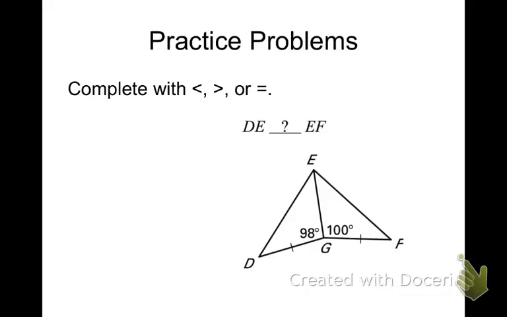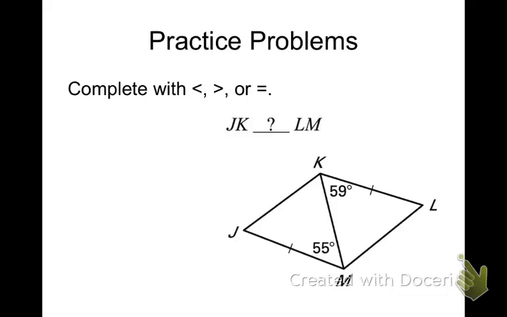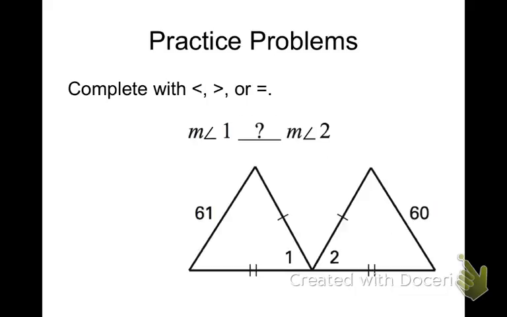DE or EF, which is larger? EF. So I would say DE is less than EF. Yes? Okay. JKLM, which would be larger, JK or LM? LM. LM's opposite the larger angle. So LM would be larger, and JK would be less than.